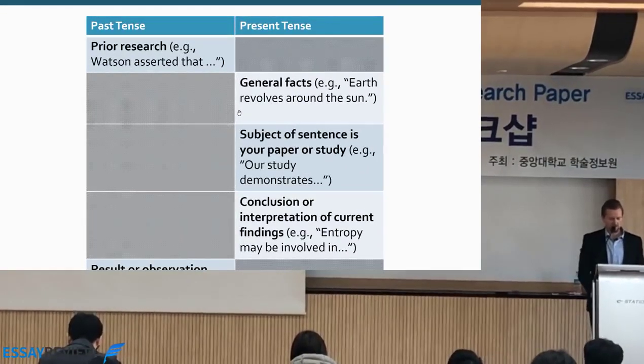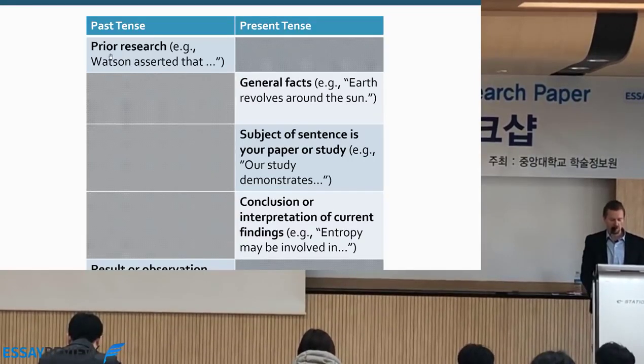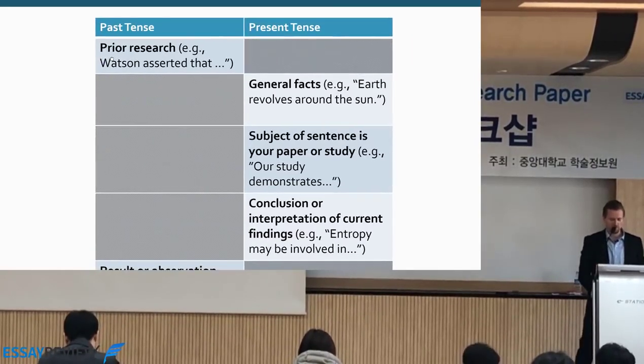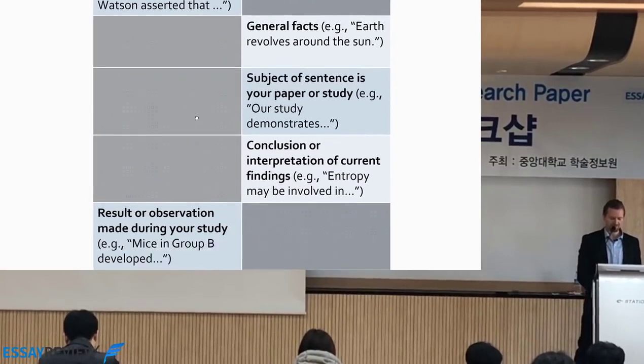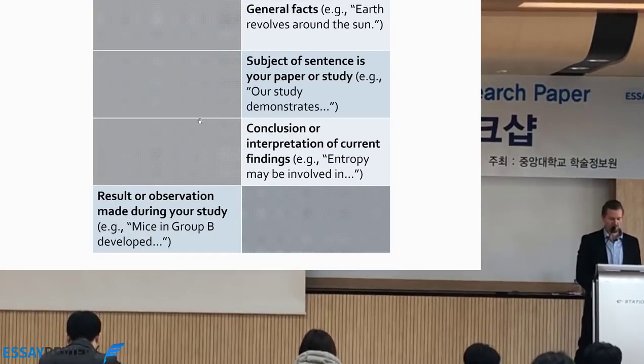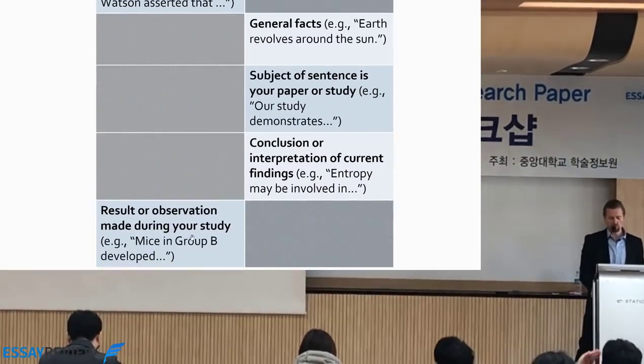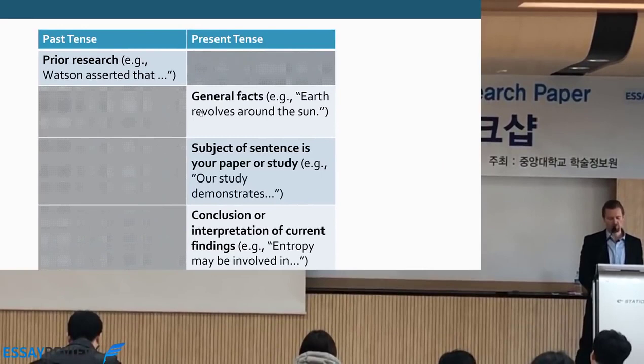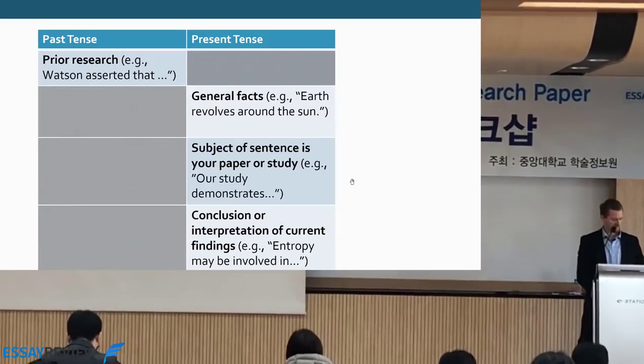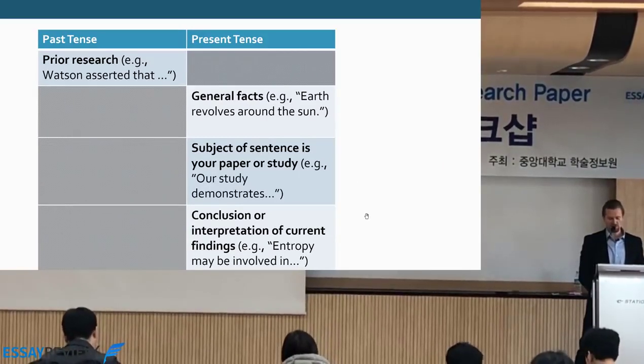Okay, so generally, past tense is used in prior research or for the results or observations made in your study. Prior research: "Watson asserted that mice in group B developed." So these are the actual things you see in the study. Use the present tense with general facts, right? Grass is green, the earth revolves around the sun, the sky is blue. Or when it's the subject of the sentence of your paper.